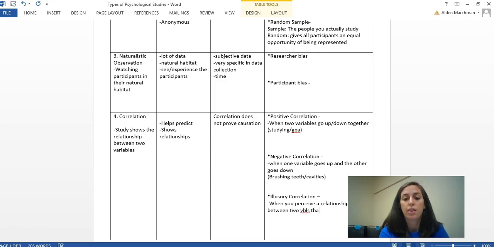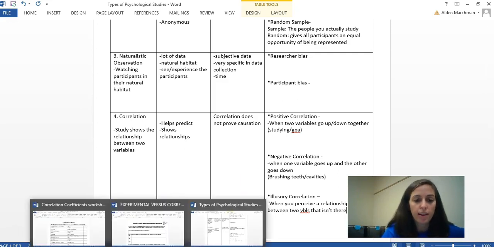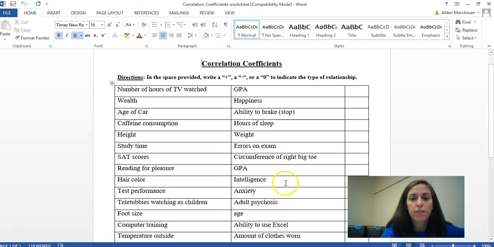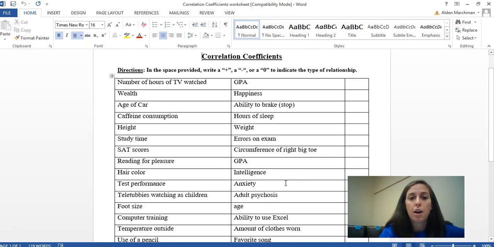Okay, so what I want you to do with the rest of the time is first fill this out. Basically, I want you to write positive, negative, or that you think there's no relationship here. So I'll do this first one with you. Number of hours of TV watched and your GPA. I'll draw arrows on here if I was you. So what do you think? The more TV you watch, so I'm going to draw an upward arrow, what do you think happens to your GPA? Up or down? Or no relationship? I'd probably put it down. So that would be a negative correlation over here.